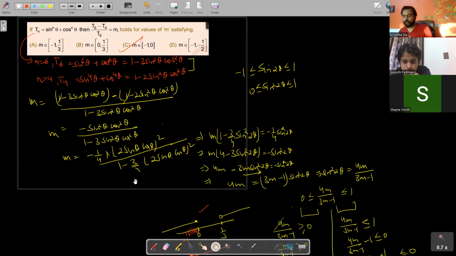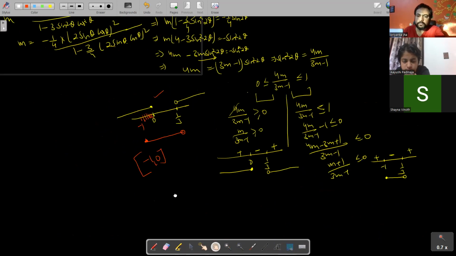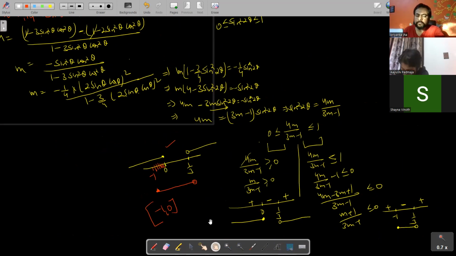Yes. So can you scroll down to the graph again, like the number line? Can you scroll down a little bit, sir? Sir, how did we get the value 1 by 3? Just equate all the factors to 0. So 3m minus 1 equal to 0, so m equal to 1 by 3. Okay.